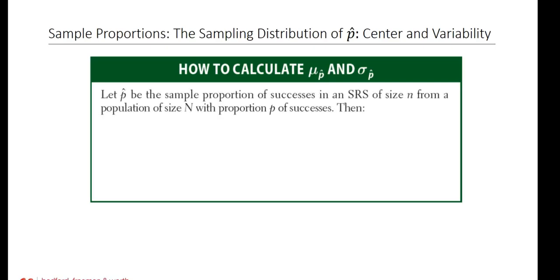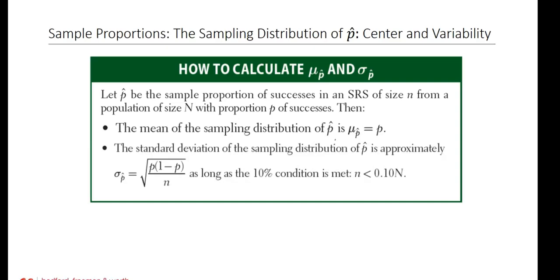How to calculate that? Let p hat be the sample proportion. Then the mean is just p. So the mean is nothing special. You don't have to calculate it. Usually it's given to you. The standard deviation you will have to calculate for proportions.